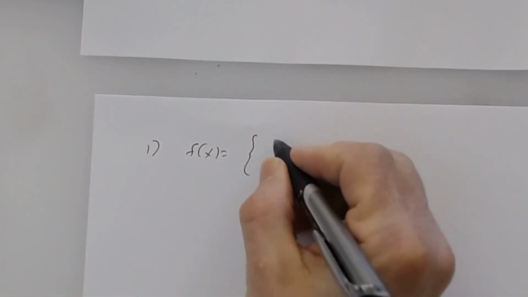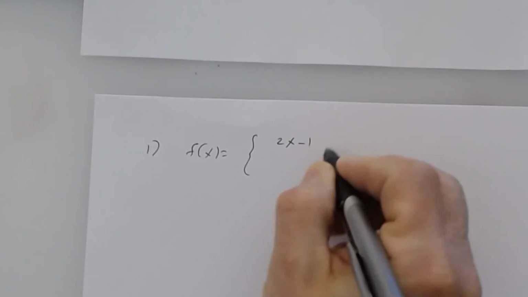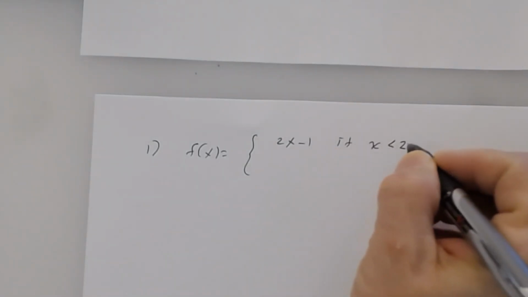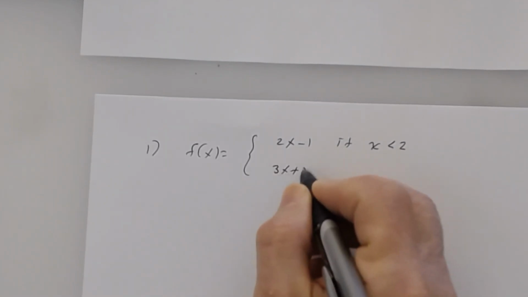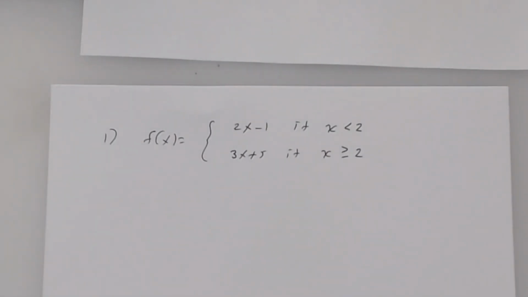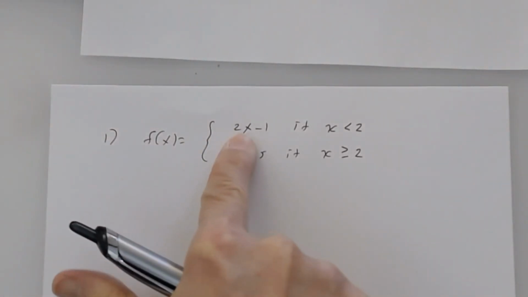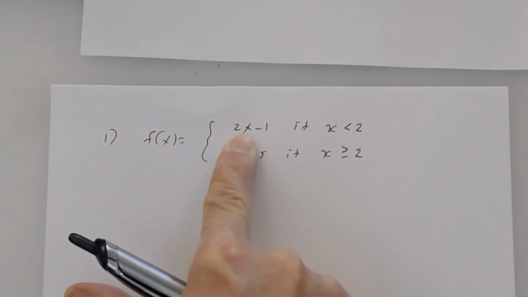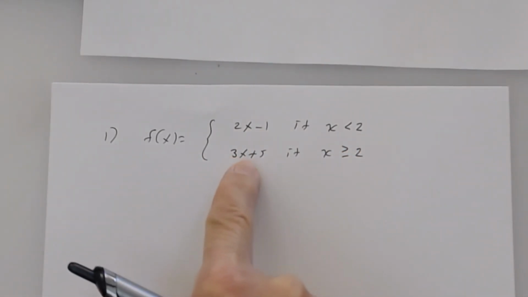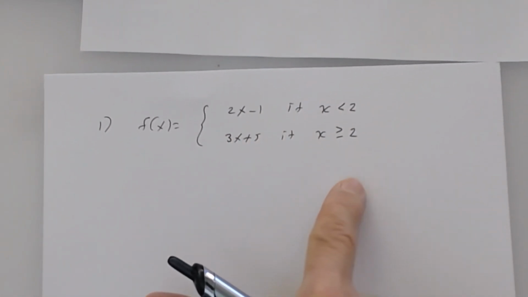F of x is equal to 2x minus 1 if x is less than 2, 3x plus 5 if x is greater than or equal to 2. So if I were to graph this, how many pieces would there be? 2. All right. Now, remember, this says that y is going to equal 2x minus 1 if x is what? Less than 2. And then I use 3x plus 5 if x is greater than or equal to 2.